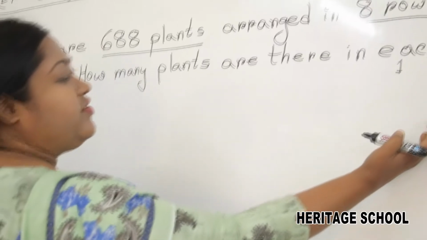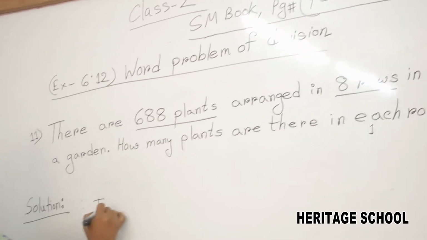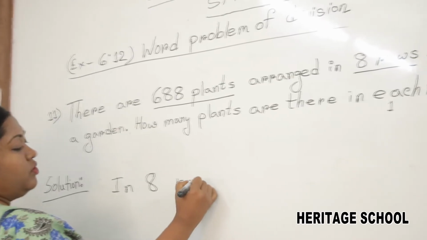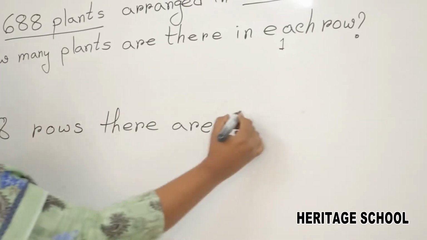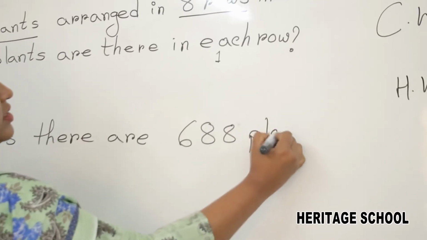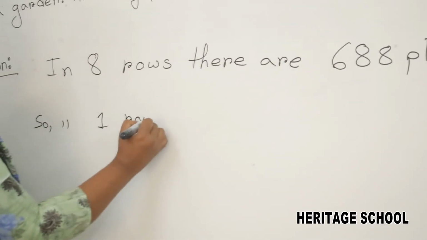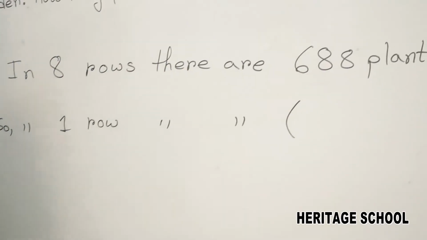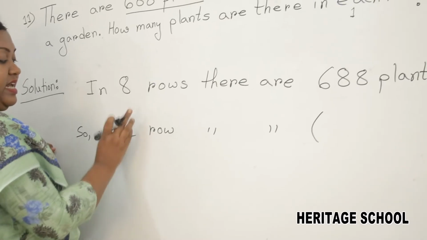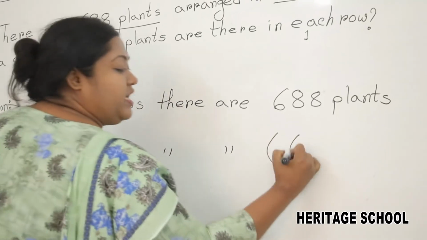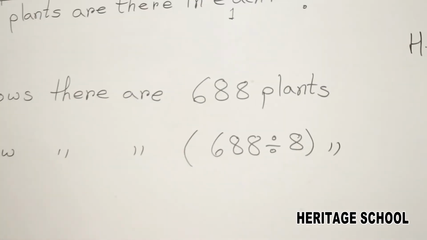Plants we have to write on the right side and rows we will write on the left side. So from the first line we take 8 rows. There are how many plants? 688 plants. So in 1 row there are, is this a problem of division or multiplication? How to understand? Because 8 is bigger than 1, they are asking for the smaller number. When they are asking for the smaller number, we have to do the division. Plants. Now do the rough.